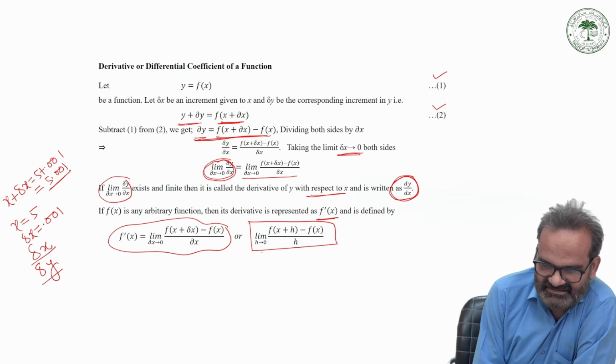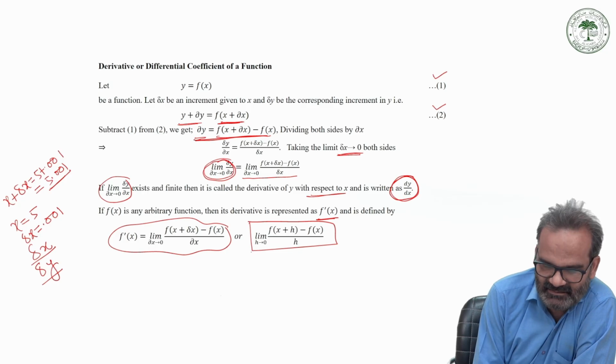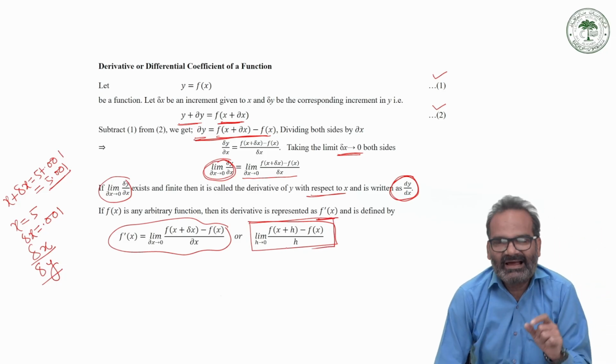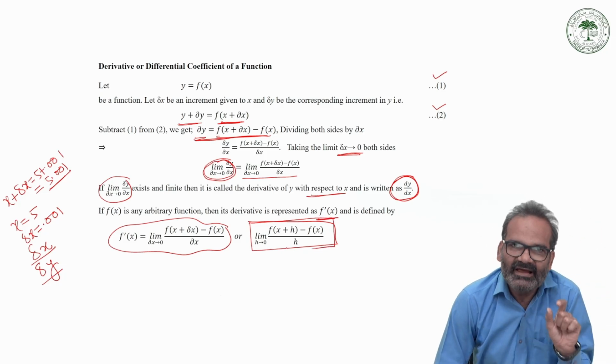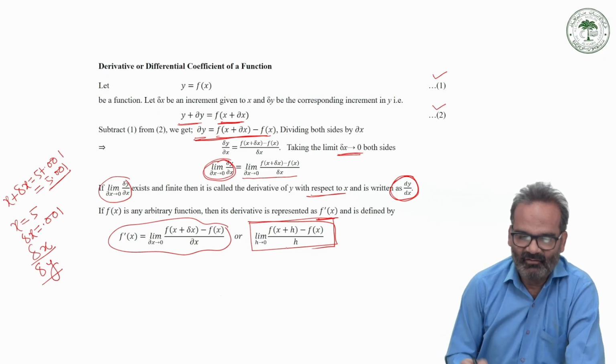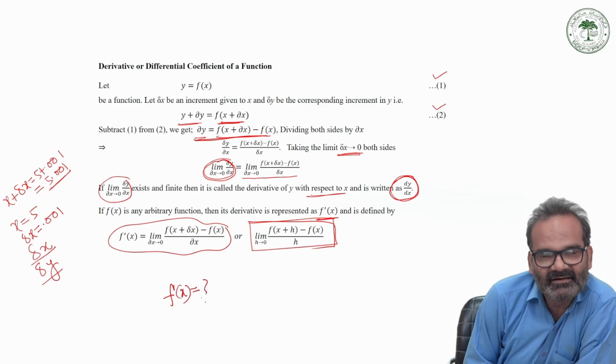f'(x) is equal to, take h in place of delta x, limit h tends to 0, [f(x+h) - f(x)] divided by h. This is the formula to calculate the derivative of any function. So you should keep this formula in your mind. What does it mean? f(x) is the original function which will be given to you in the question, right?